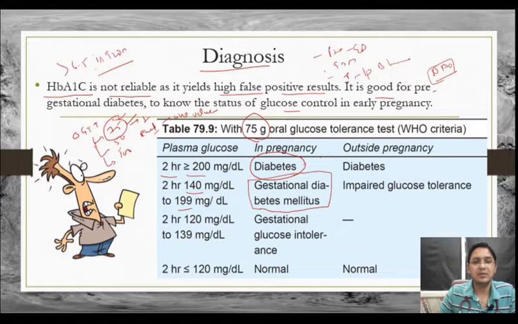If the blood sugar after 2 hours is between 120 to 139, it is gestational glucose intolerance. It means a kind of pre-diabetic state. If we are not giving medication or nutritional therapy, or we are not controlling the factors, it will lead to gestational diabetes. So this is glucose intolerance, a pre-diabetic state. And if the blood sugar is less than 120, that is the normal range. The patient is absolutely normal.